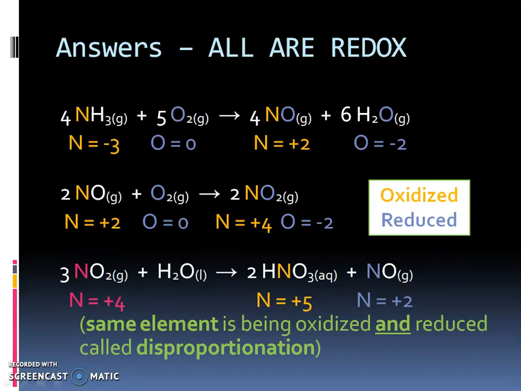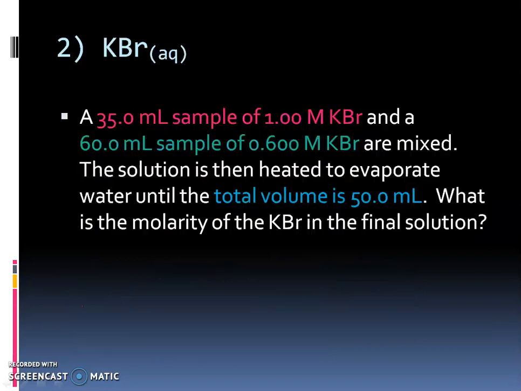So pause the video and make sure you understand where I got all of the oxidation numbers. Hopefully you can pick out which element is being oxidized and which element is being reduced. And on the third reaction here, if you notice that nitrogen gets oxidized in one compound and then it also gets reduced in another compound. And that's called disproportionation, and that is spelled correctly, but that does happen. You have one element as a reactant, but the products, one gets oxidized and one gets reduced.